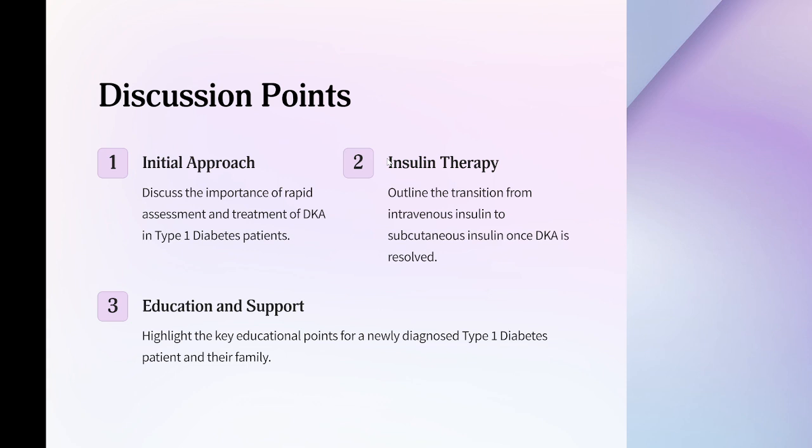Discussion points. 1. Initial approach: discuss the importance of rapid assessment and treatment of DKA in type 1 diabetes patients. 2. Insulin therapy: outline the transition from intravenous insulin to subcutaneous insulin once DKA is resolved. 3. Education and support: highlight the key educational points for a newly diagnosed type 1 diabetes patient and their family.